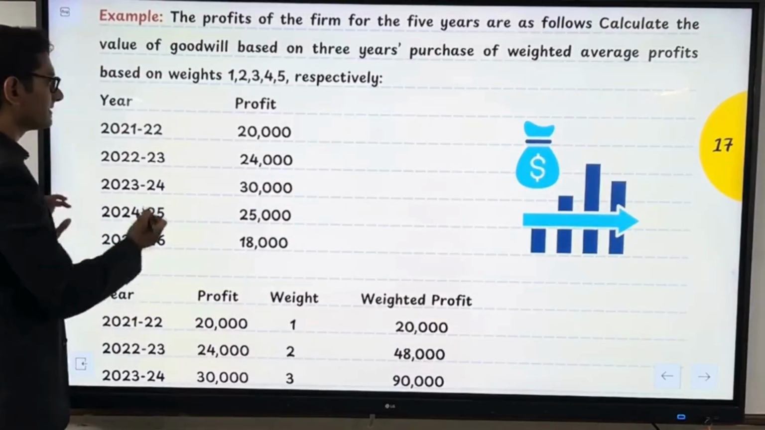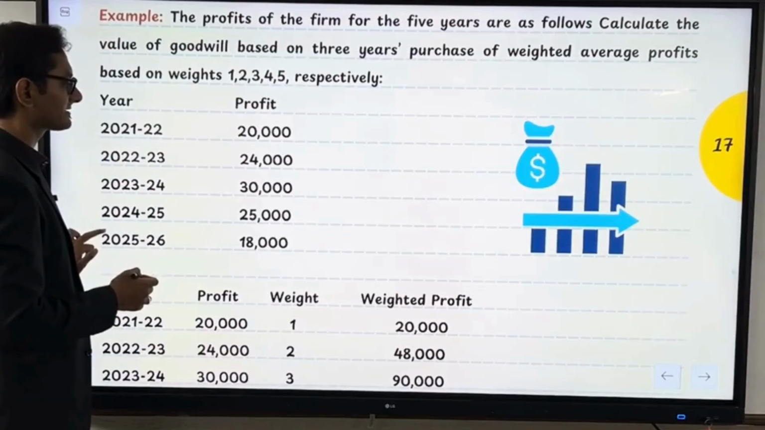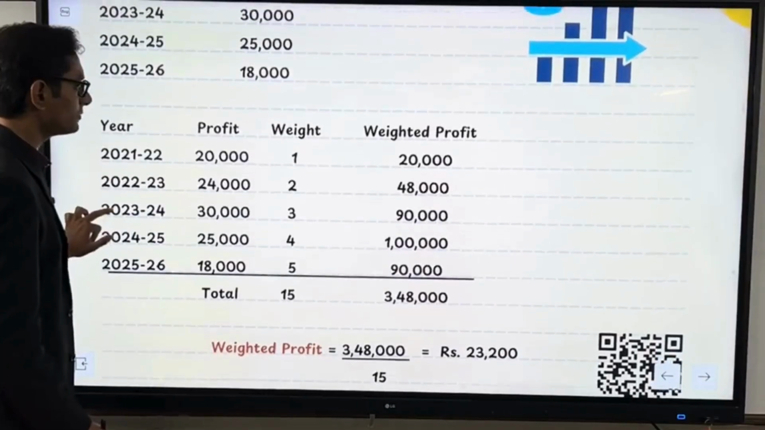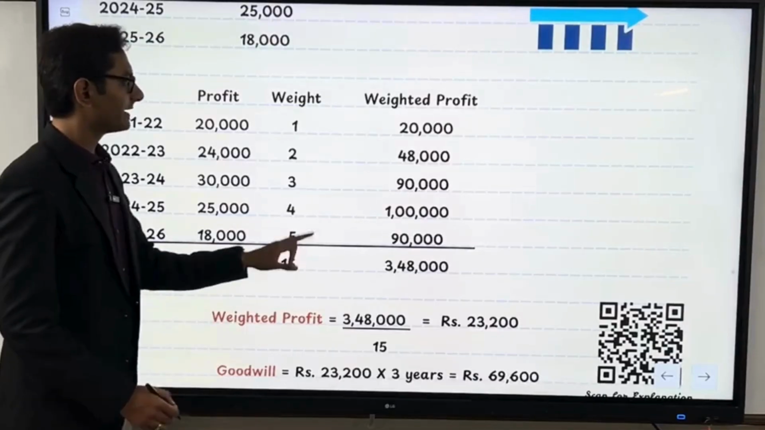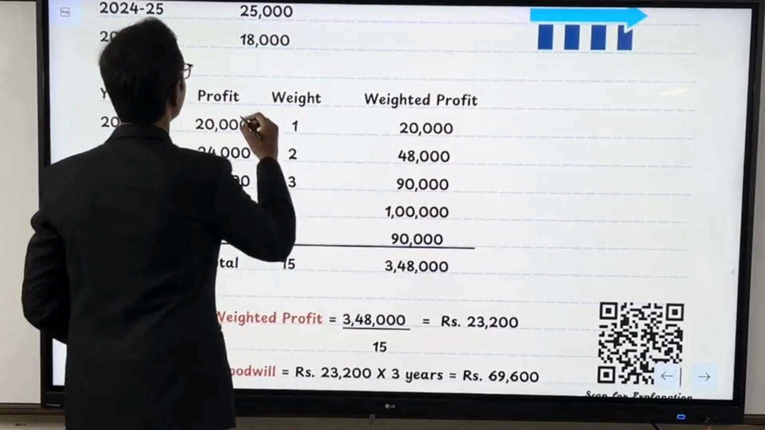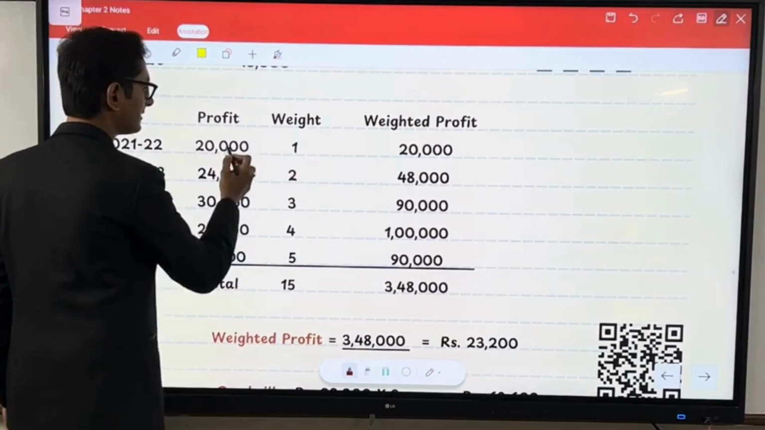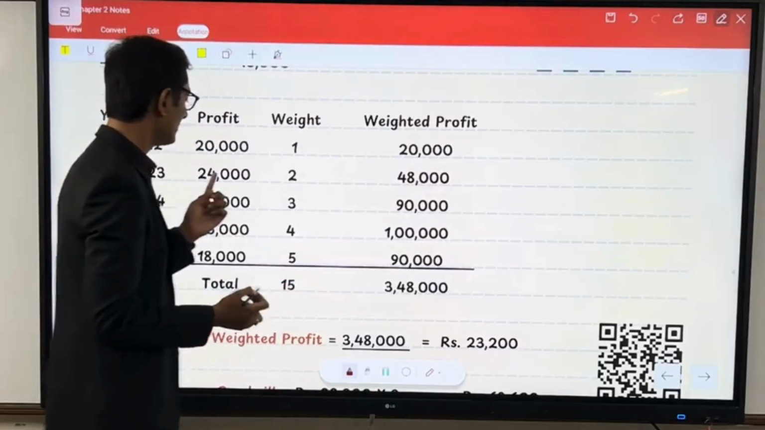So by this way year 2021-22 से लेके 2025-26 तक हमें profit दिया हुआ है, right. उसे हमें weight देना है 1, 2, 3, 4, 5, right. And total करना है. अभी weighted profit कैसे मिलेगा, देखो यहाँ पे profit multiplied by weight, यानी कि 20,000 multiplied by 1 you will get the weighted profit of that year 20,000.